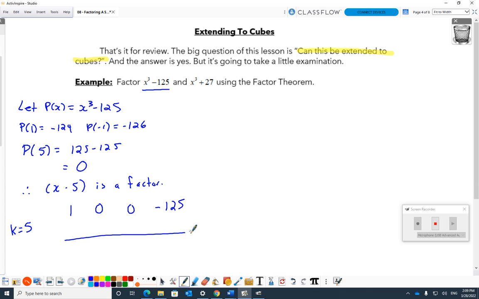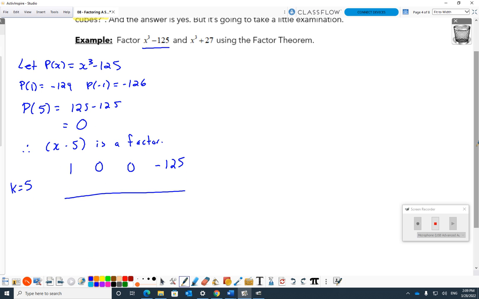Well, hopefully you've done enough practice that if you get to this stage, you're pretty good. You bring down the 1, multiply by 5 and add, multiply by 5 and add, multiply by 5 and add, and you're happy about the 0 again, but maybe not as happy as you were before. When you found this 0, you were extremely happy. You're like, oh, found a factor. Whew. When you got this 0, you're like, yeah, of course it has to be 0.